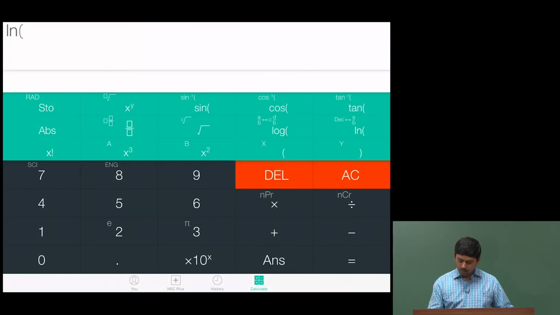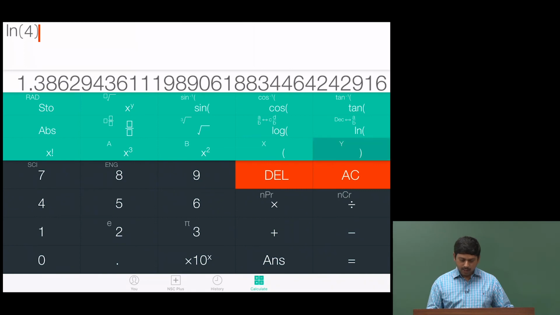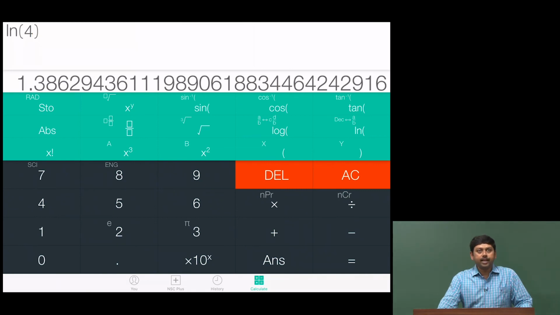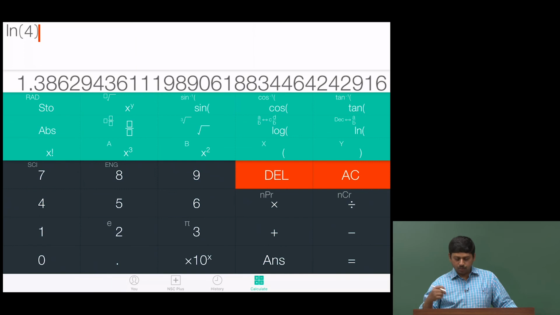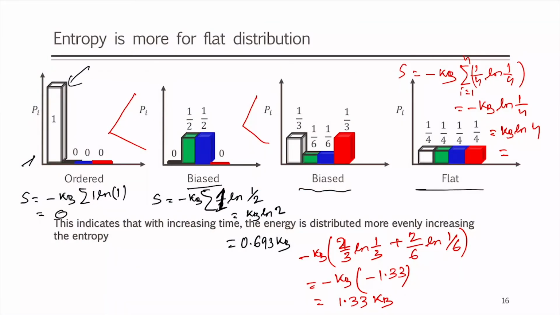Ln 4 is just the double of ln 2 because it is 2 squared. So, 2 times ln 2. So, 0.693 doubled is approximately 1.39. So, it is 1.39 kB basically. Now, you see 1.39 is larger than 1.33. So, this one, the flat distribution, has maximum entropy.